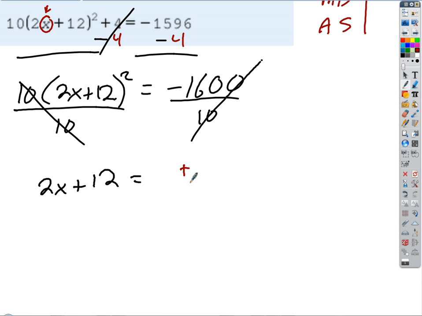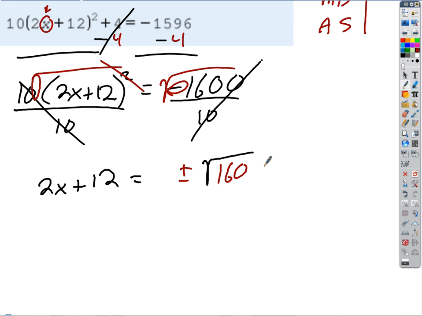Most common place to make a mistake on a problem like this. So plus or minus the square root of -160. Okay, and there's an i there, isn't there? When I take the square root of this side, look, I've got that negative sign right there, and I take the square root to get rid of the squared sign. A negative number inside the radical becomes an i after the radical, right? And so I get the square root of 160 times i.